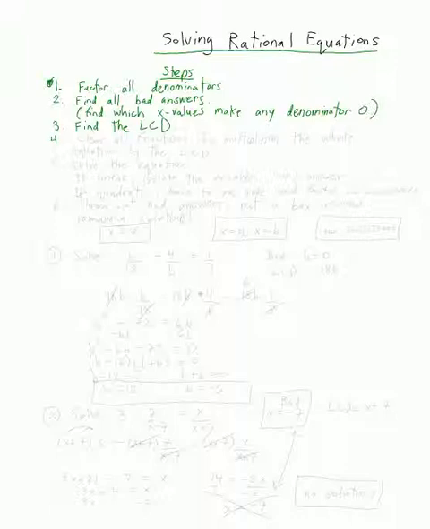Step 4. Once you find the LCD, we have a nice little trick with fractions, which is if you multiply by the LCD, you can clear all the fractions. So clear all fractions by multiplying the whole equation by the LCD.